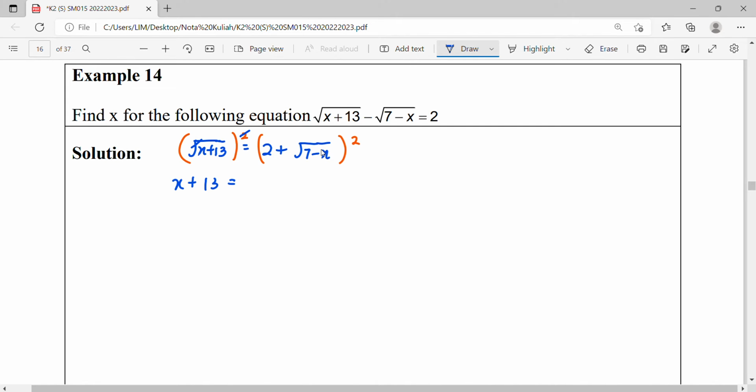We square it, a square we get 4. Then 2 times a times b still equals 4, then surd 7 minus x. Then b square, square root and square, we are left with 7 minus x. After that, our equation will come to the status of remaining one surd. So this remaining one surd we are going to rearrange to the left hand side.